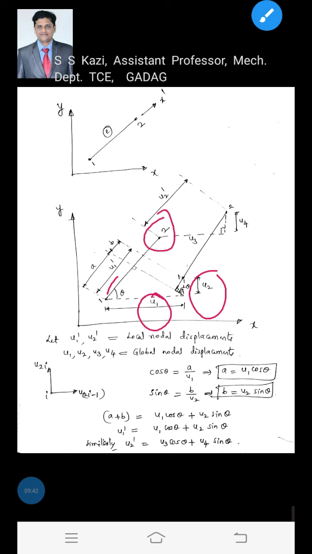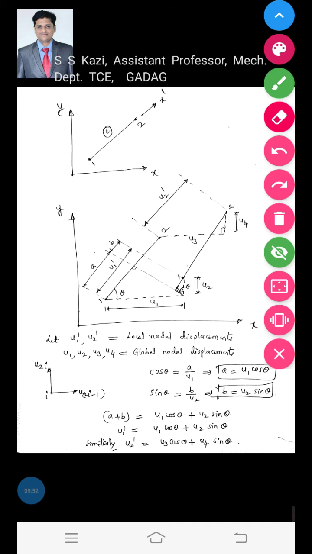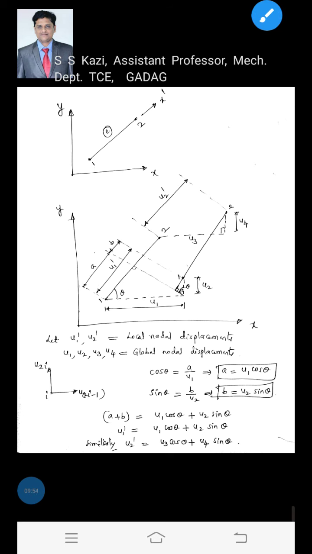Likewise for node 2, u3 is the x component of displacement at node 2 and u4 is the y component of displacement at node 2. Hence you can conclude that globally each node of a truss element has 2 degrees of freedom, that is 2 unknowns. Locally, in local coordinates, each node has only 1 degree of freedom, that is one unknown, u1 dash and u2 dash at each node.